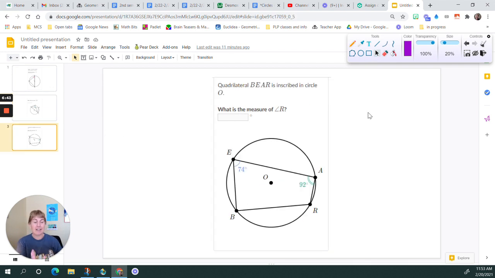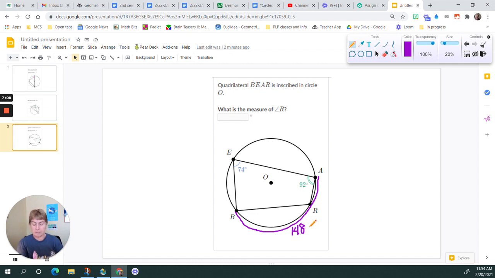All right, and finally this last one. We actually saw some like this when we were doing our inscribed shapes. And what we see in this situation is that we have inscribed angles. And so this 74 doubled would give me this angle. And so 74 times 2 would be 148.